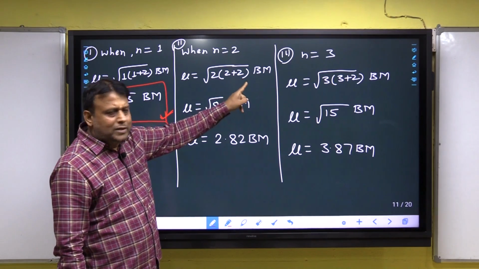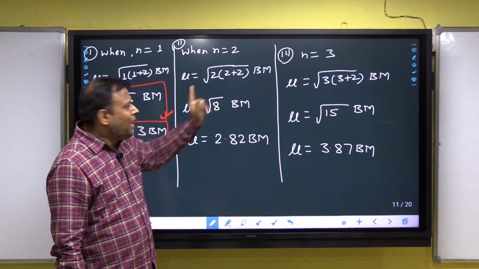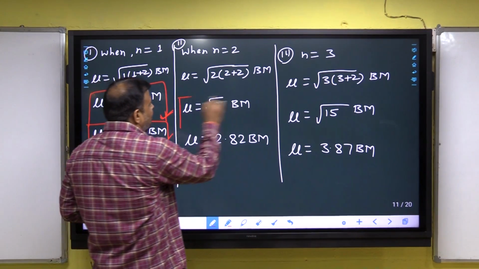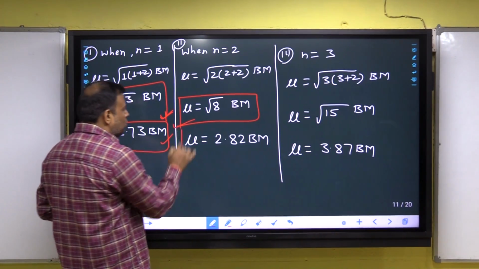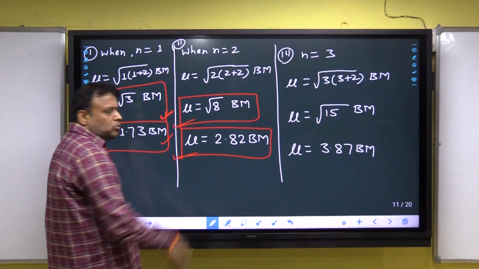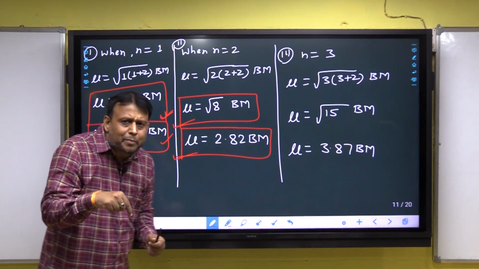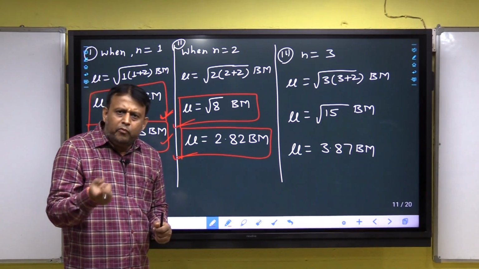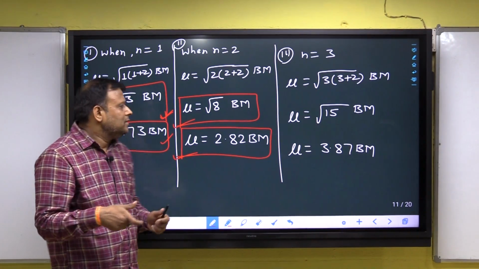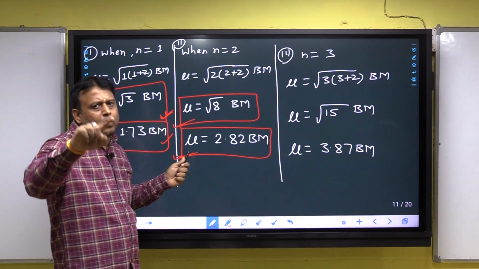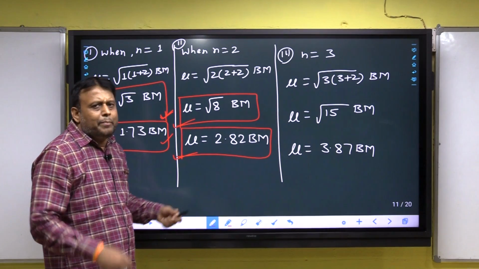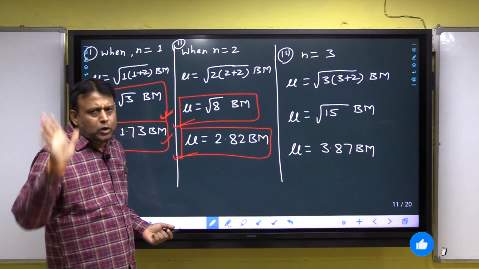Now, when the number of unpaired electrons is 2, the magnetic moment is root under 2 into 2 plus 2, 2 plus 2 is 4, 2 fours are 8, hence the magnetic moment is root under 8, and the value of root 8 is 2.82. Always keep in mind for competitive examinations, when n is equal to 2, magnetic moment is root under 8, that is 2.82 BM.